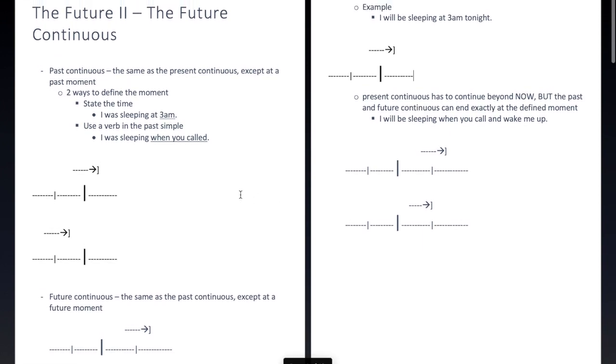All right, so the only difference there is between the past continuous and the future continuous, besides that it's a future moment that the thing is happening at instead of a past moment, is how we define the moment when we do it with a verb instead of just stating the time exactly.